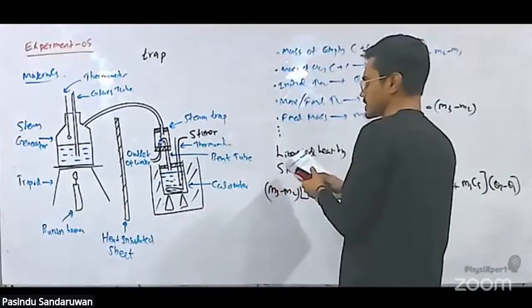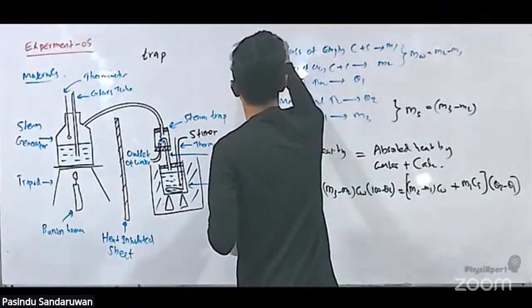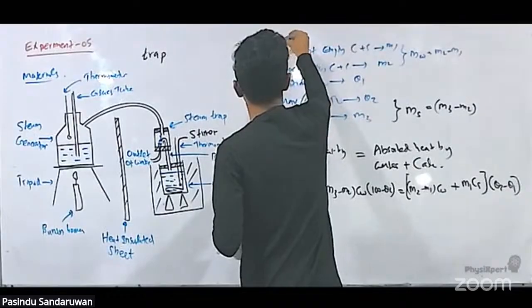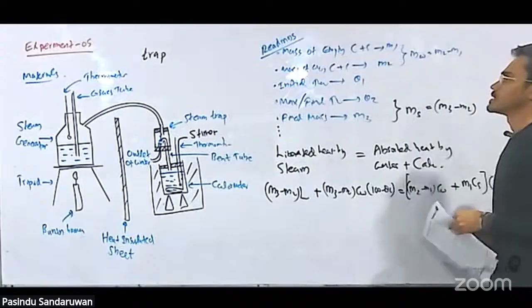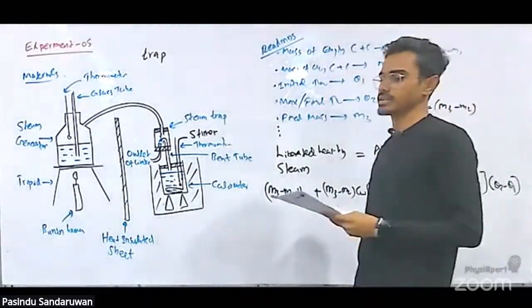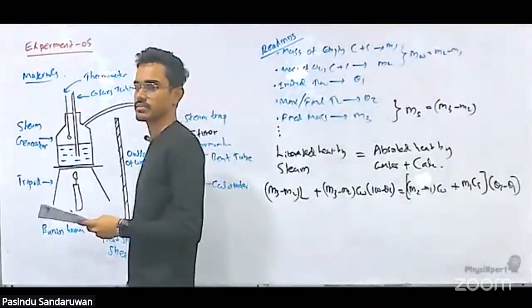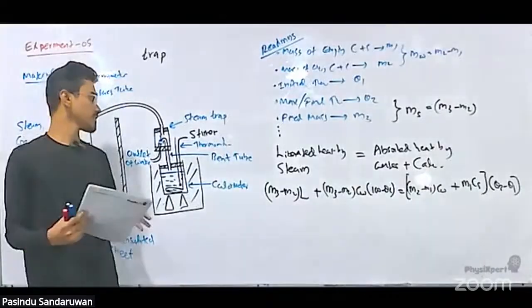Then mention these readings first. After this, mention these readings. Mass of empty calorimeter with stirrer.